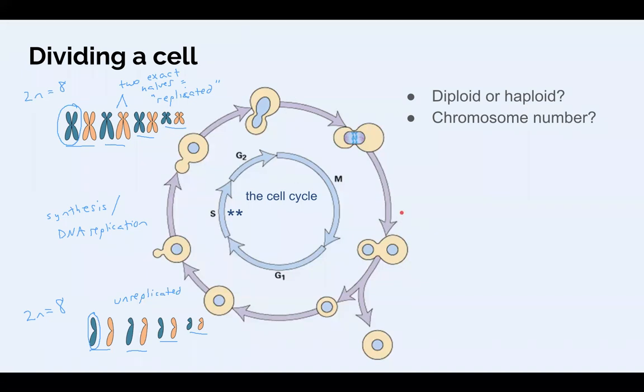All right, so moving through the cell cycle, after these chromosomes have been replicated, there's another growth or gap phase, G2, and then there's this process of mitosis. So M is mitosis. And that's the division of the nucleus. Nuclear DNA divided into 2 nuclei.